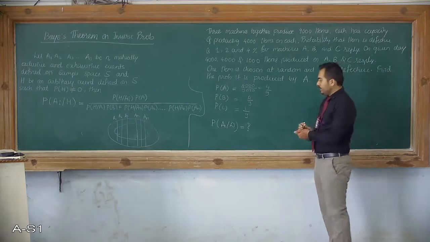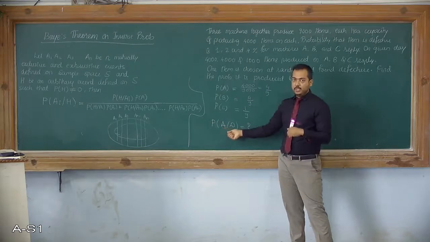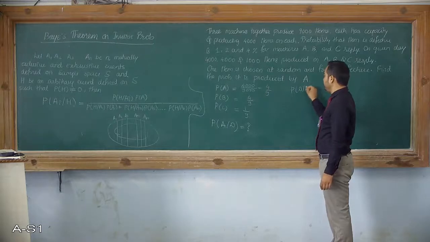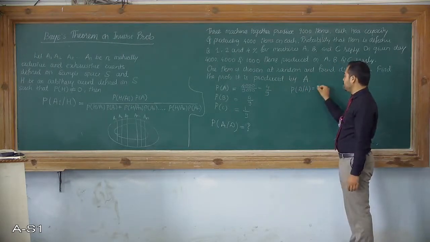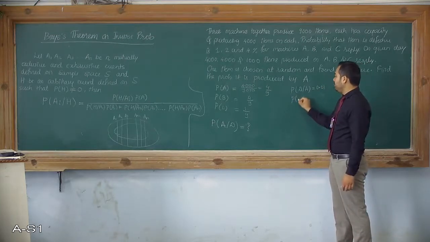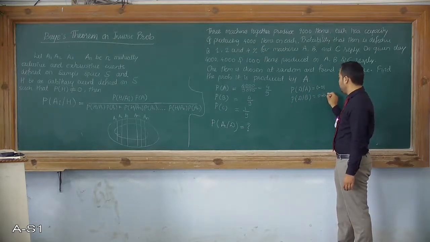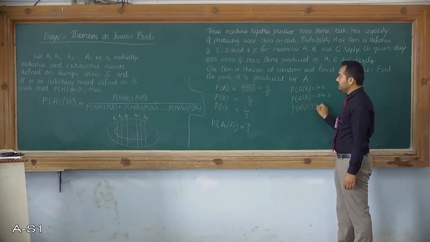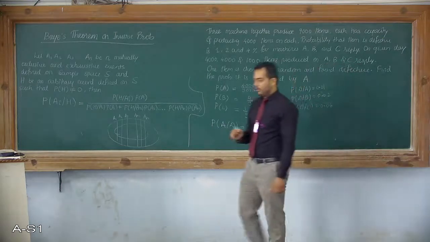Okay then, so what is the probability of a defective item which is produced on A? We need to write the probability of a defective item produced on A, and there is a 1% chance, so you can say 0.01. Then the probability of a defective item produced on B is 0.02, and the probability of a defective item produced on C is 0.04.